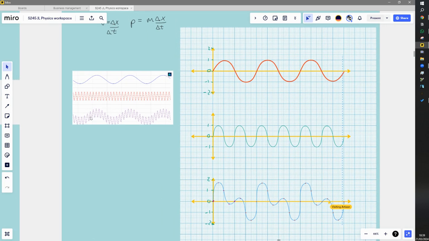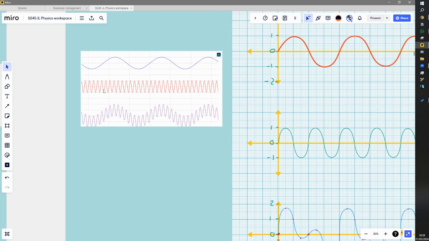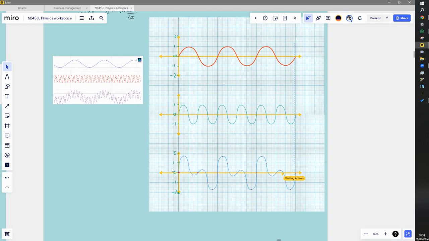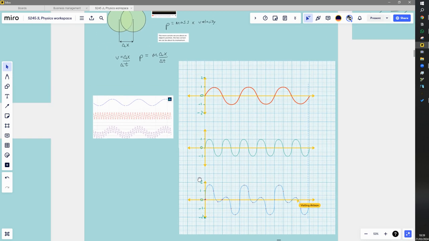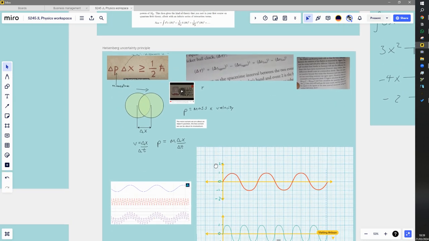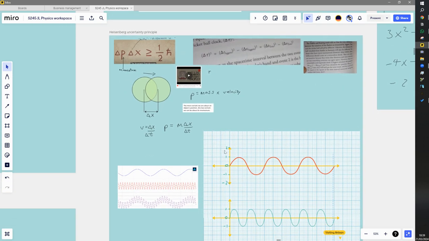Essentially, as you can see here, we've got a much higher frequency one on top of a low frequency one. And the low frequency wave we call the carrier of the high frequency wave. So it's got information inside information here. Anyway, this gives us a glimpse of how wave packets work in quantum physics.